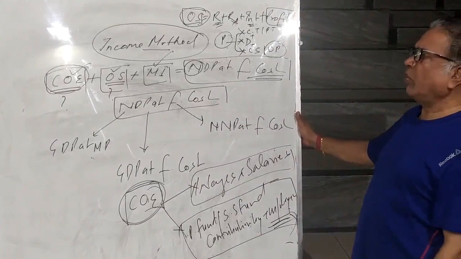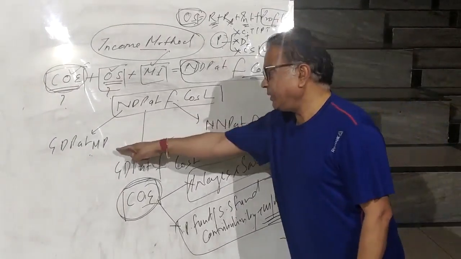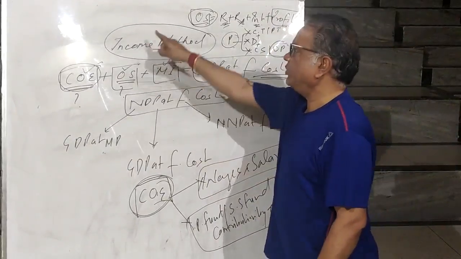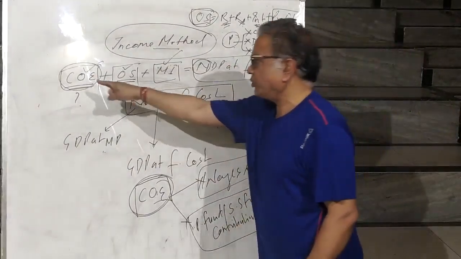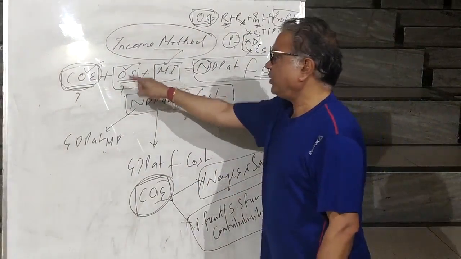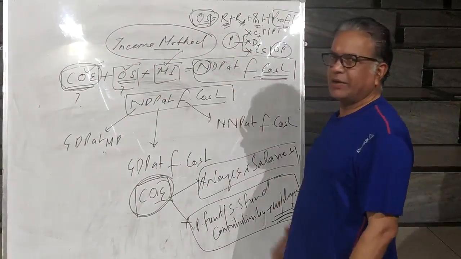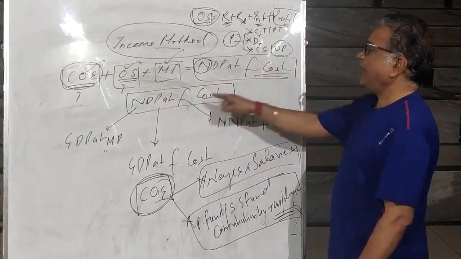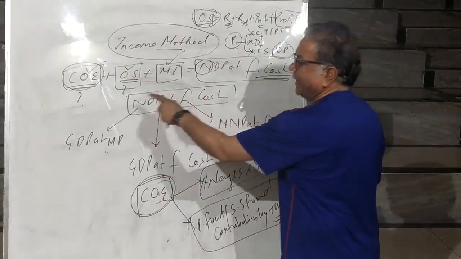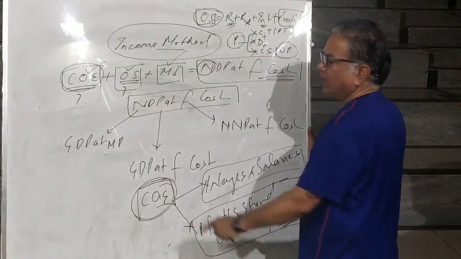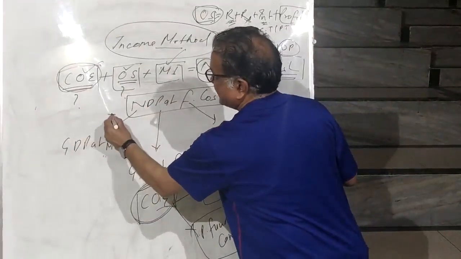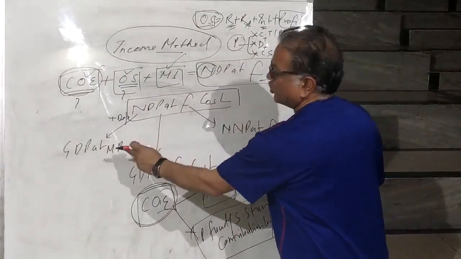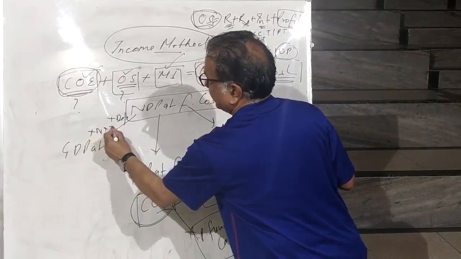In the exam, the question was: calculate GDP at MP using income method. First, what will you do? You will calculate COE. Then OS. Then MI. Then you will add these three. What will you get? NDP at FC. And now from NDP at FC you will move to GDP at MP. How? You have to convert net into gross: plus depreciation. Domestic, factor cost into market price: plus net indirect tax.